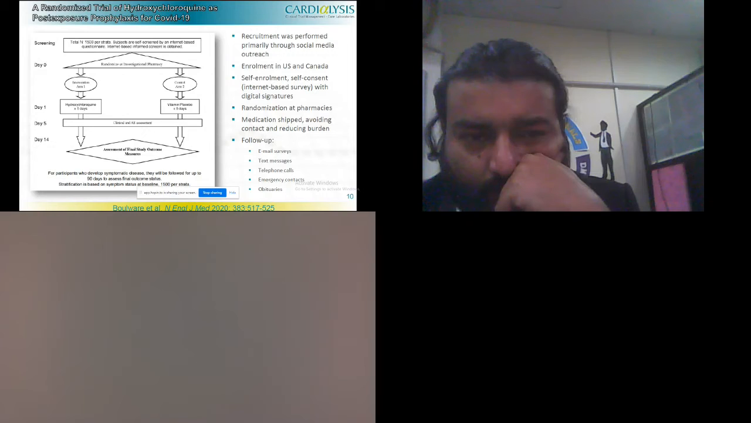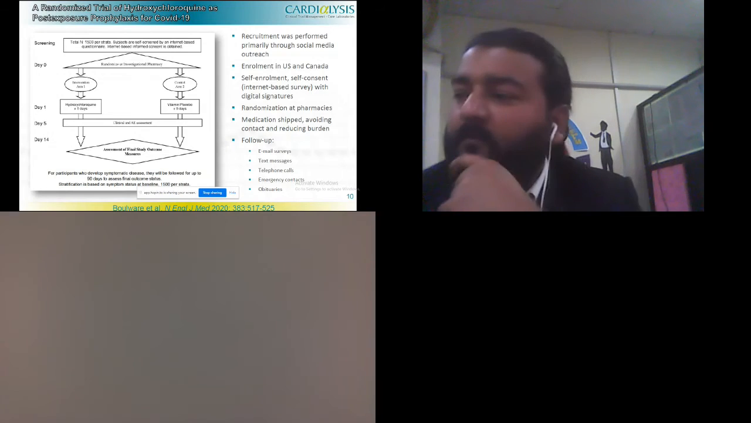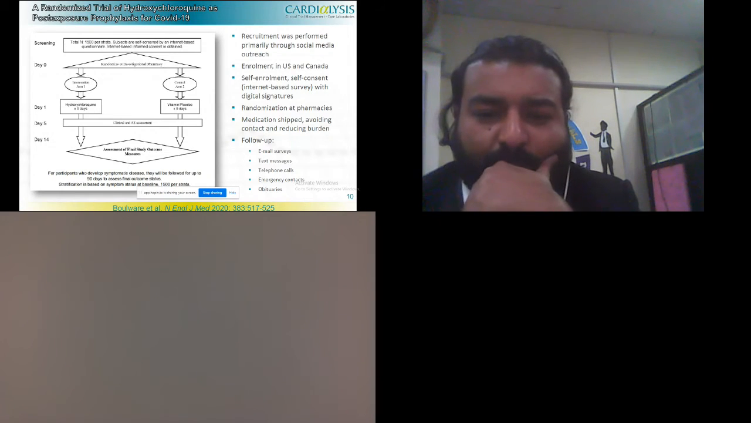Great, and this is another example which was recently published in the New England Journal of Medicine in the context of COVID-19, where recruitment was performed primarily through social media. It was interesting that this was done in the US and Canada. The patients were self-enrolled, self-consent, and they provided digital signatures. Randomization took place at pharmacies. The medication was shipped, avoiding contact and reducing the burden for the patient and for the investigators.